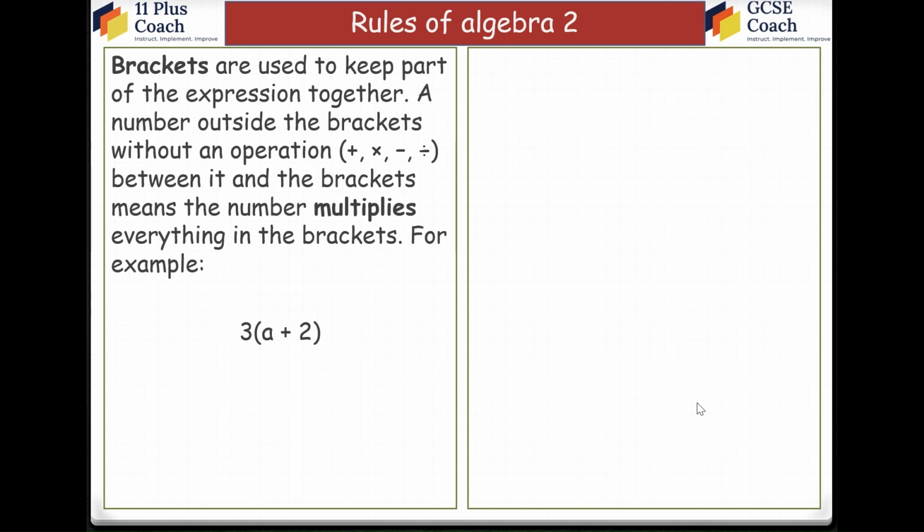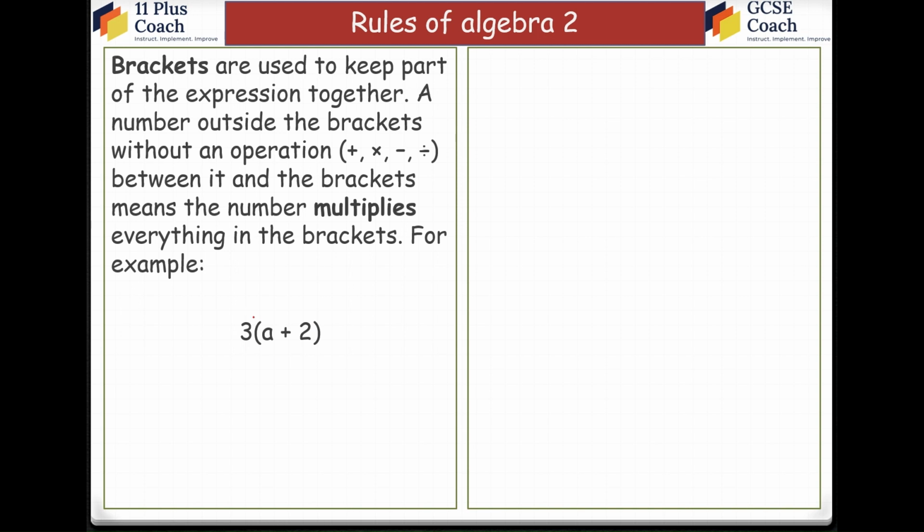Carrying on with the rules, brackets. Whenever you have a number outside a bracket and there's nothing between the number and the bracket, then again, just like I said earlier, that signifies multiplication. So this particular question that you see on the screen, 3 brackets a plus b, it means 3 lots of a plus b. A plus b is one item in a bracket, so 3 lots of that bracket basically. Now the quickest way to simplify this is to expand the bracket.